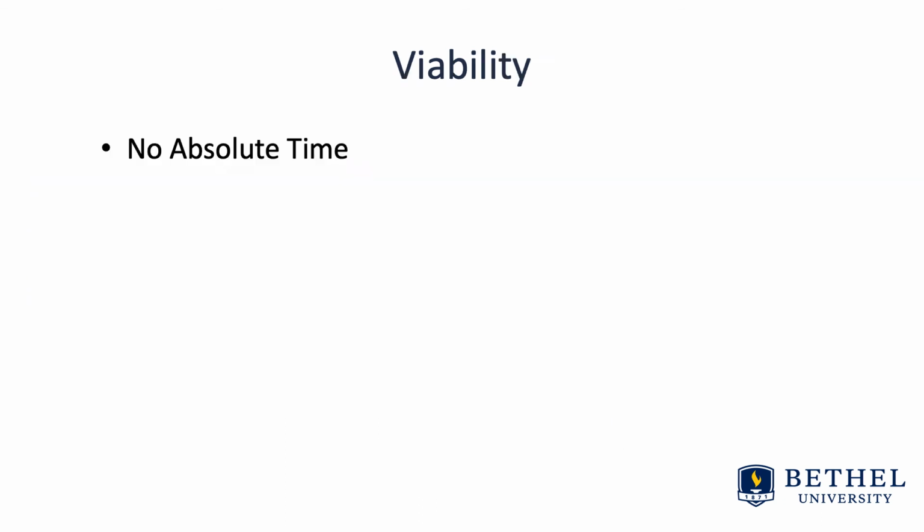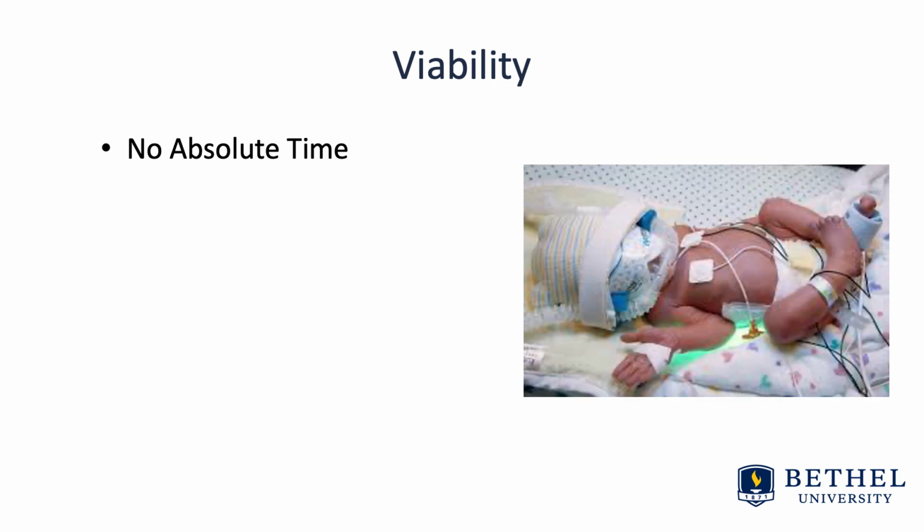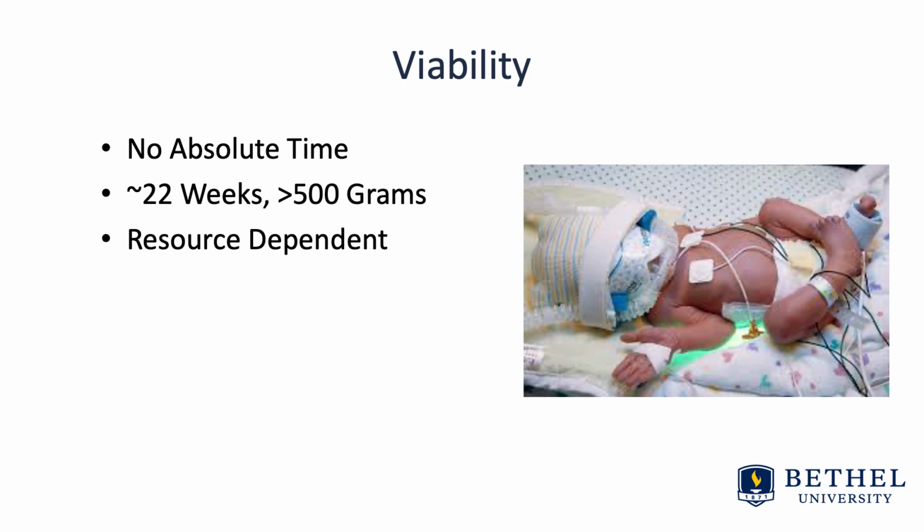Viability. This is an ever-changing topic. This changes as technology changes. I think about viability when I was in nursing school, and it was usually around 28 weeks, where now we usually say about 22 weeks and about 500 grams or more. This is very resource dependent. A baby born at 24 weeks in a rural setting may not have the benefits of being born in an urban setting or a setting with more resources. So this can be very variable depending on where you practice.